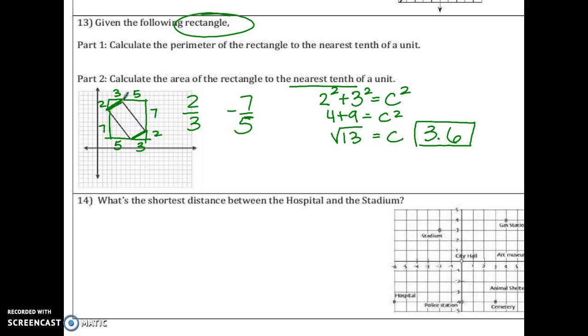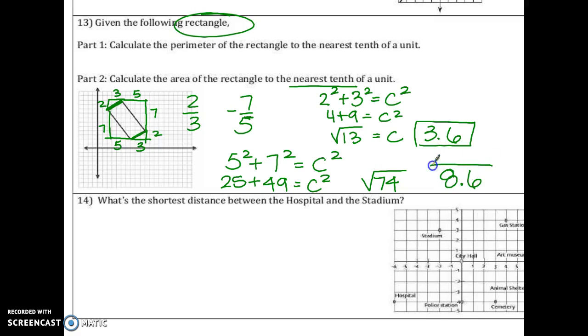The other 2 sides, we got 5 squared plus 7 squared equals c squared. We got 25 plus 49. And if you add those together, it's, let's see, 74. So square root 74 and round to the nearest tenth is 8.6. So 2 sides are 8.6 and the other side is 3.6.